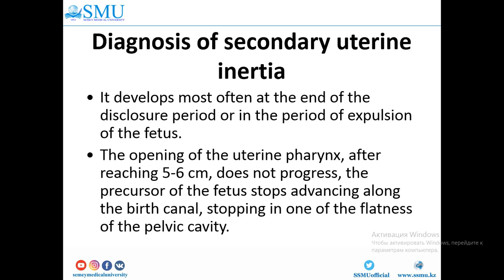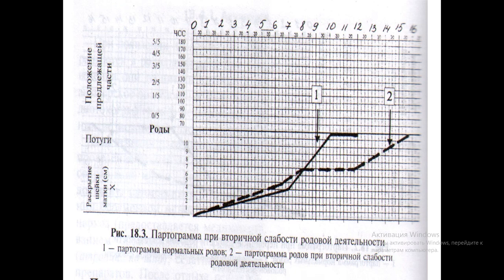Diagnosis of the secondary uterine inertia. It develops most often at the end of the disclosure period or in the period of expulsion of the fetus. The opening of the uterine pharynx after reaching 5-6 cm doesn't progress. The presenting part of the fetus stops advancing along the birth canal, stopping in one of the planes of the pelvic cavity. Here you can see a partogram at the secondary uterine inertia. The first line is a partogram of normal labor, and the second one is a partogram at secondary uterine inertia.